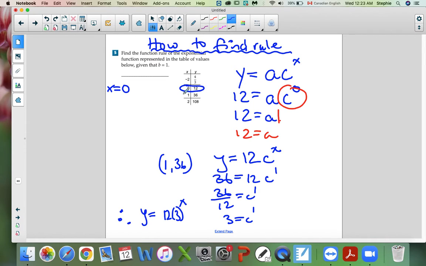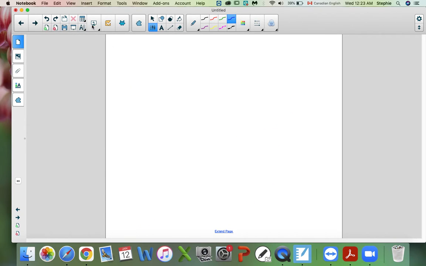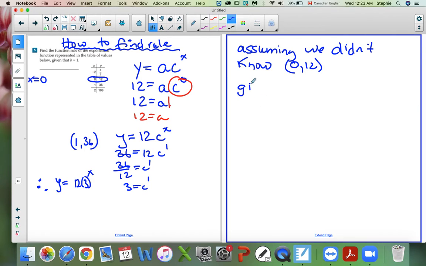But let's say we didn't know that. So I'll give you a more difficult question. Actually, it's going to be the same question. We're going to do it. Just add a page here. Hold on. Dual page. Okay. Supposing we had the same table of values, but assuming we didn't know that there was the 0, 12. Okay, supposing I gave you 2 points.